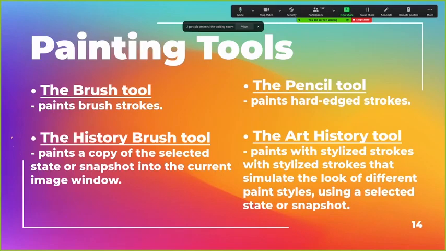The brush tool, of course, paints brush strokes. And then the pencil tool paints hard edge strokes, which is obviously kasi pencil tool. And the history brush tool paints a copy of the selected state or snapshot into the current image window. Okay. And then the art history tool paints with stylized strokes that simulate the look of different paint styles using a selected state or snapshot. So, usually, ang ginagamit lang naman sa painting tools is the brush tool.